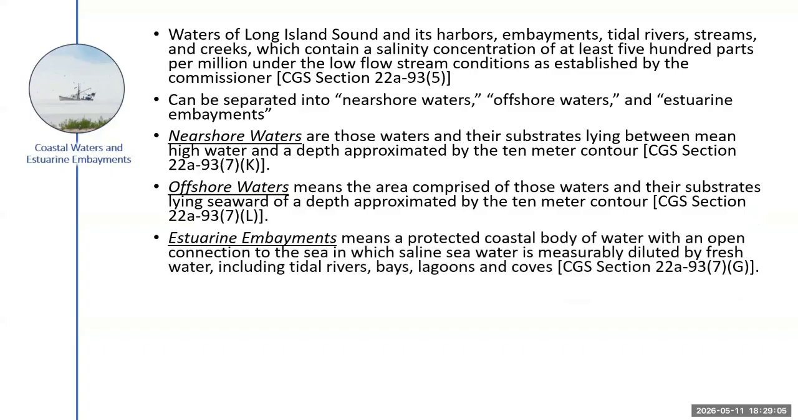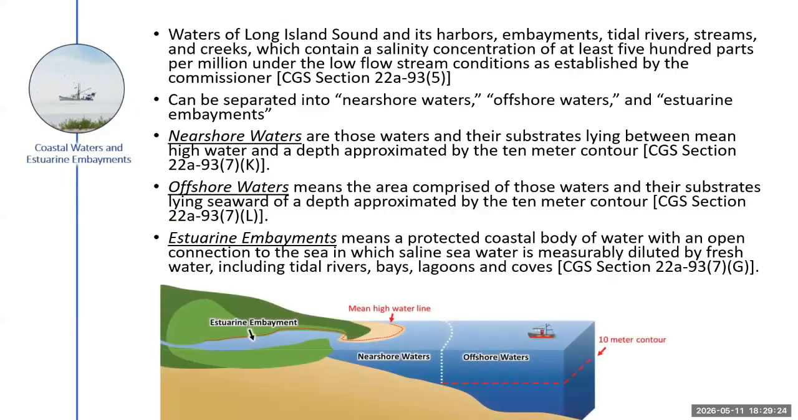And estuarine embayments are protected bodies of water with an open connection to the sea, in which saline water is diluted by fresh water. So you have saline water coming in from Long Island Sound, for example, and fresh water coming down from tidal rivers, bays, and so on. This shows an estuarine embayment, with a river or some body of fresh water draining into it, and then the nearshore waters and the offshore waters, with the boundary between them being the 10-meter contour.